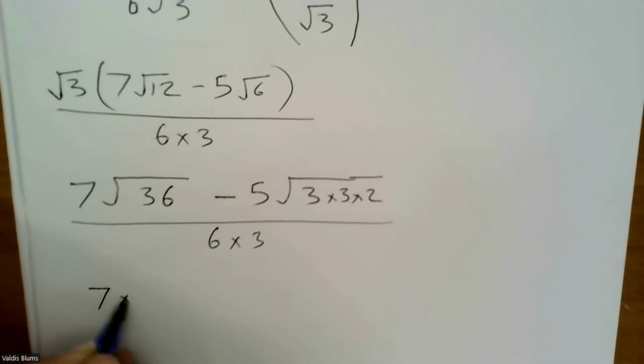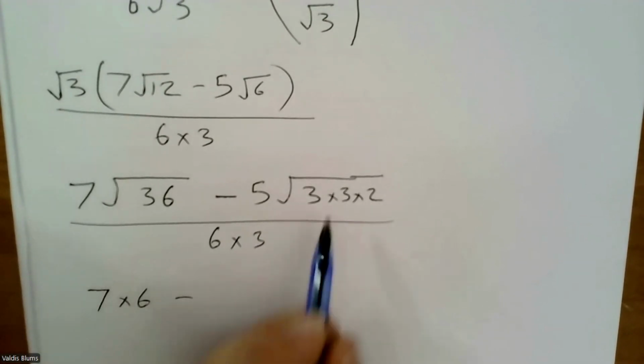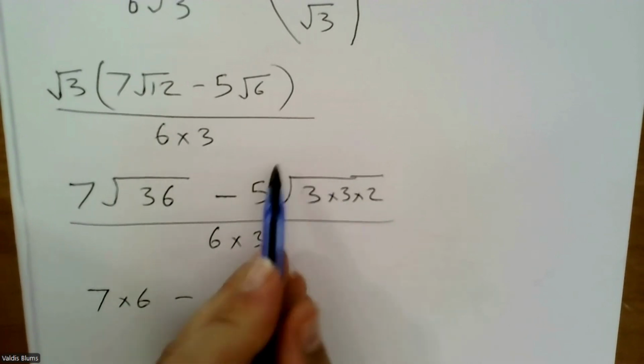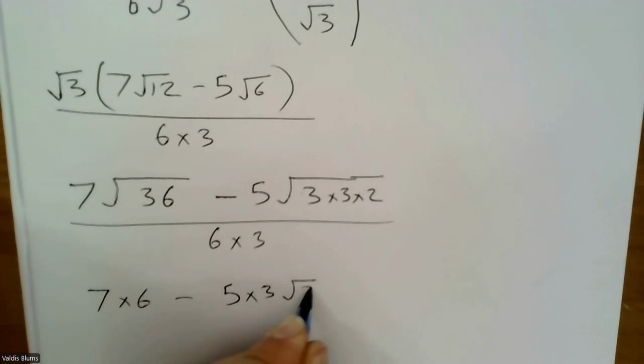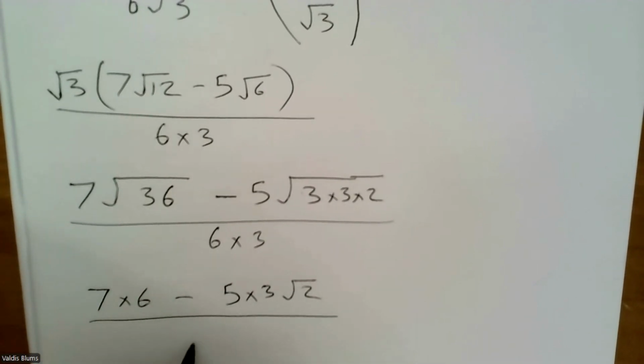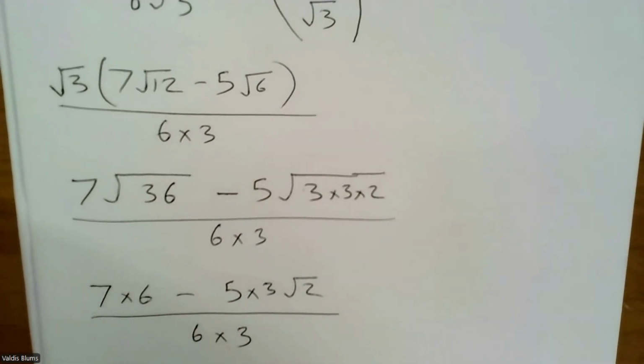So you have 7 times by 6 minus, now we have two lots of 3's here, so one of them is going to get pulled out. So 5 times by 3, square root 2, all over 6 by 3.